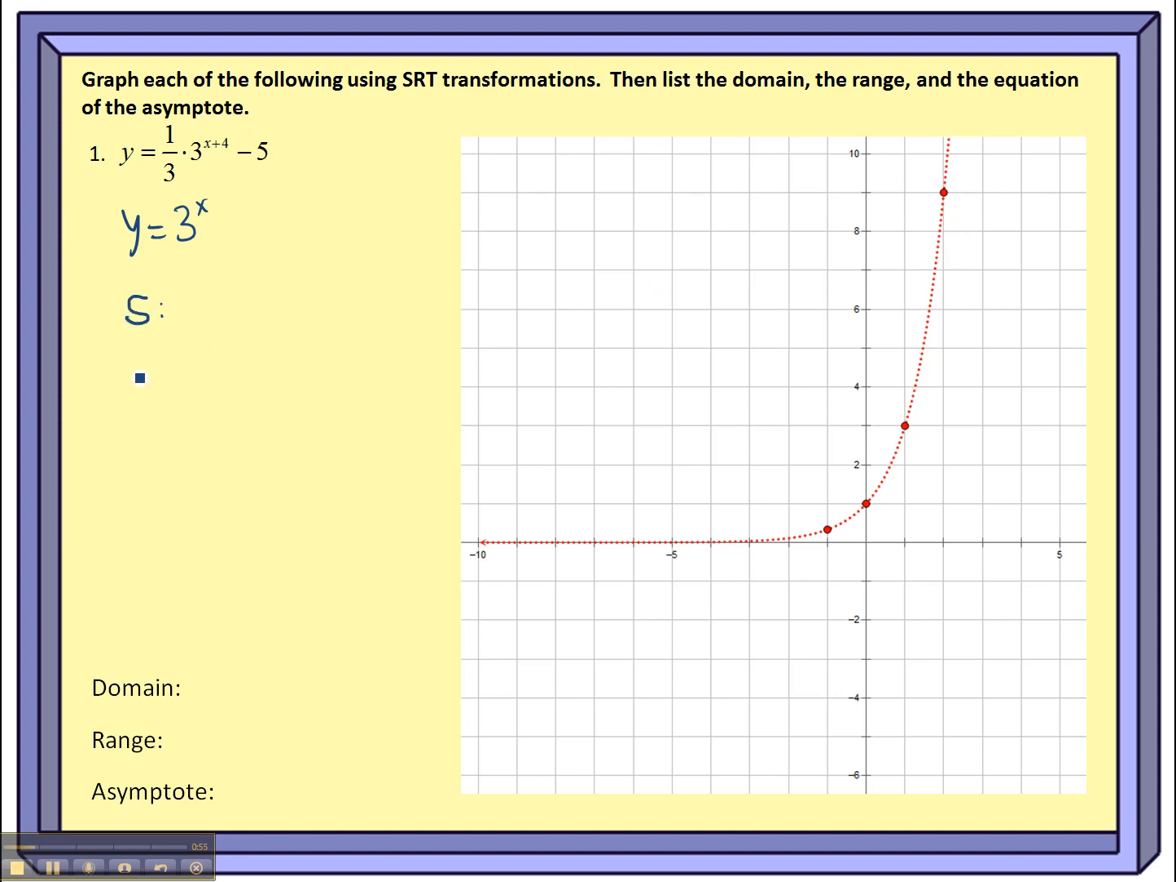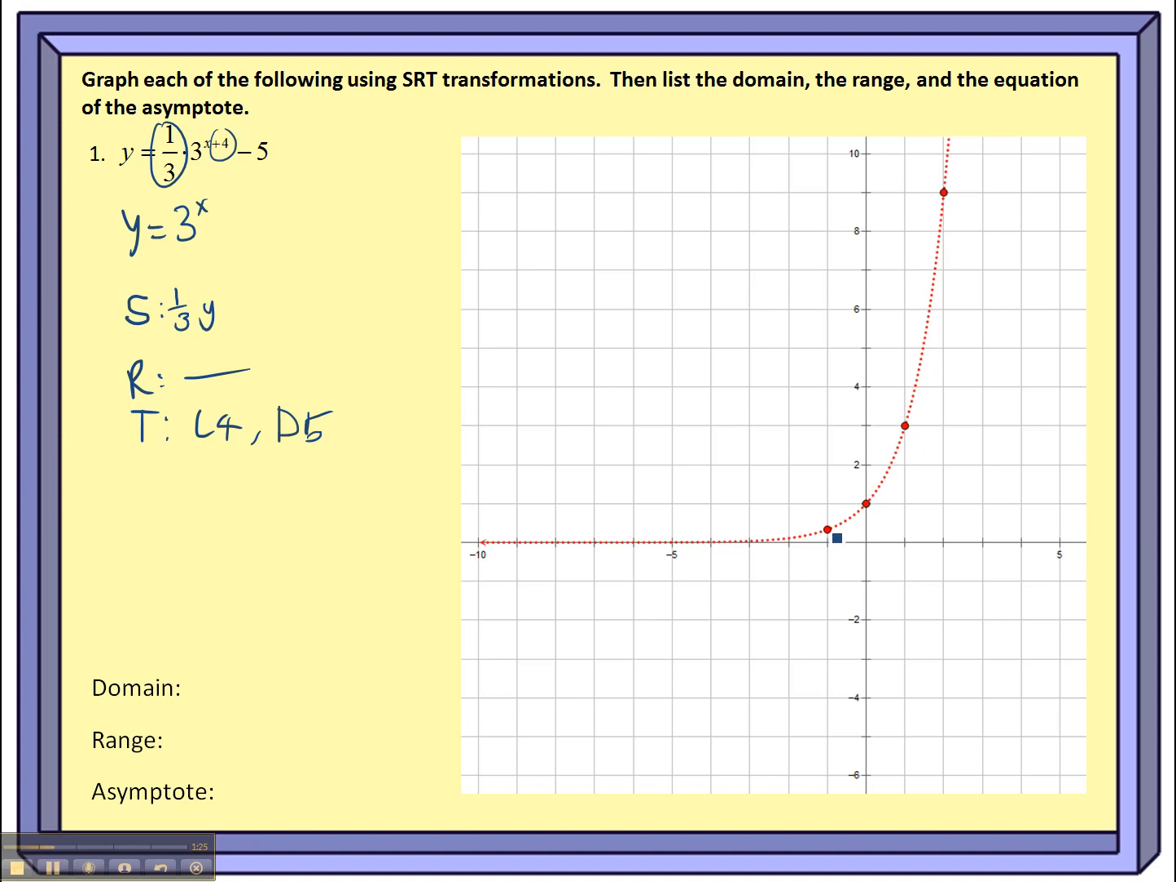My S, my R, my T. I'm scaling it by 1/3, and it's 1/3 times the y coordinates. Since it's not negative out here, I'm not reflecting it, and I am going to translate it left 4, it's always the opposite on the x, and down 5. So I do that for each one of these little points.